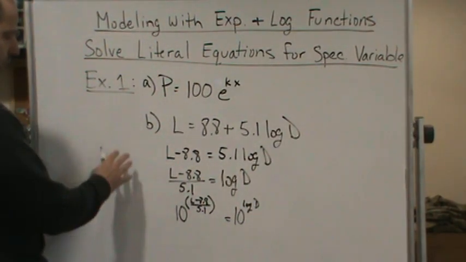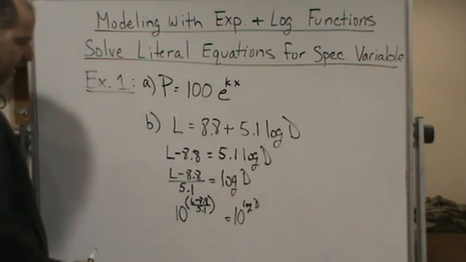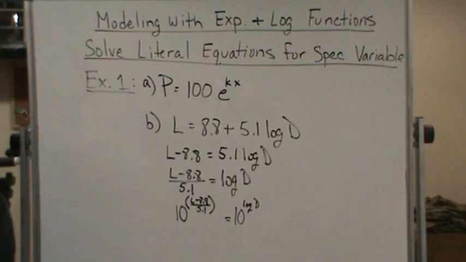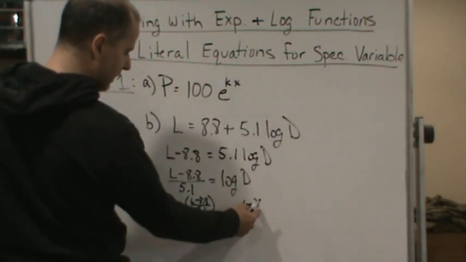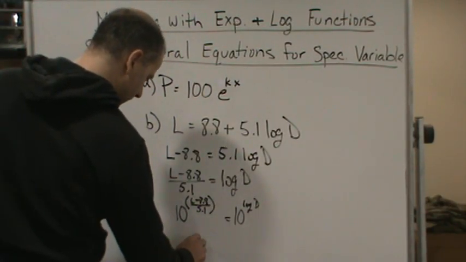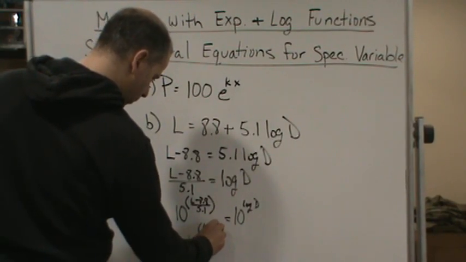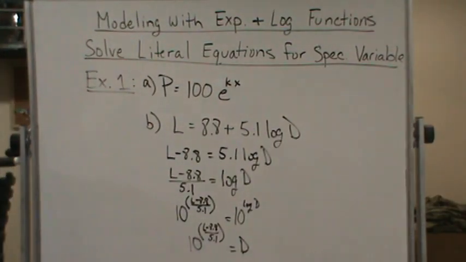Now, just like in part A, now we've got a base of 10 and we've got a log that also has a base of 10. So we've got a log function inside an exponential function that both have the same base. So again, they cancel each other out, and in this case, the argument d just drops out. So we end up with what? We end up with 10 raised to the power of L minus 8.8 divided by 5.1 is equal to d. And we're done. And that's how you do it.